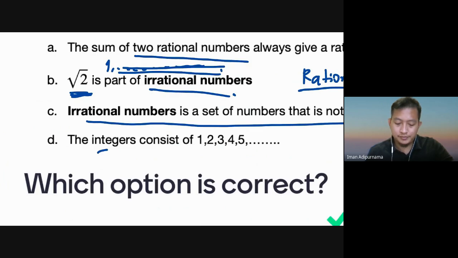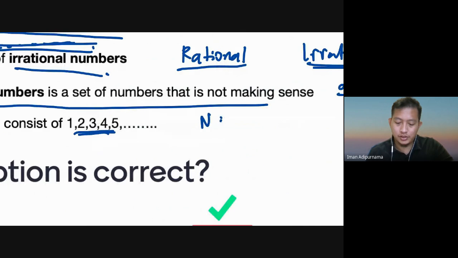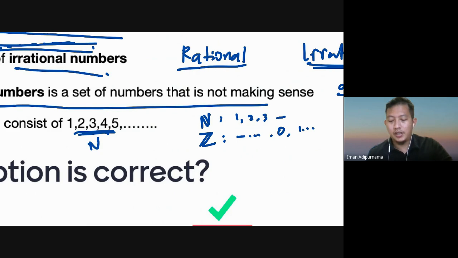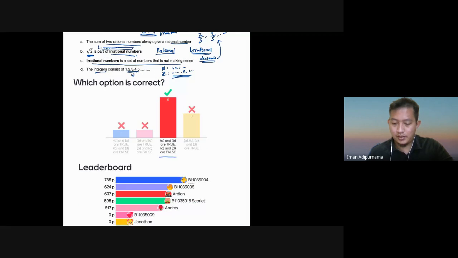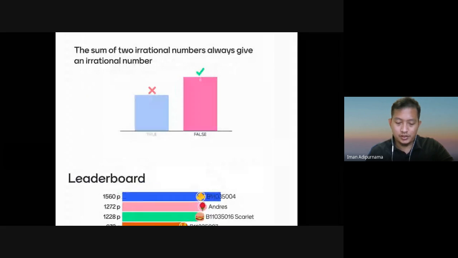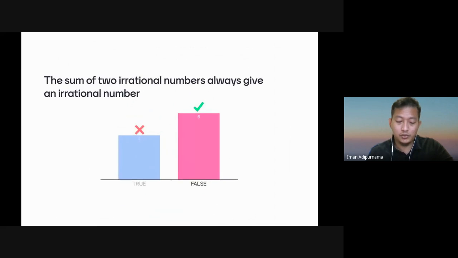And integers, why is it wrong? First you have natural numbers, which start from 1, 2, 3. Then you have the integers, which start from all the negatives, and then 0, and 1, 2, 3. And you need to have no decimals or fractions in the integers, right? That's it.